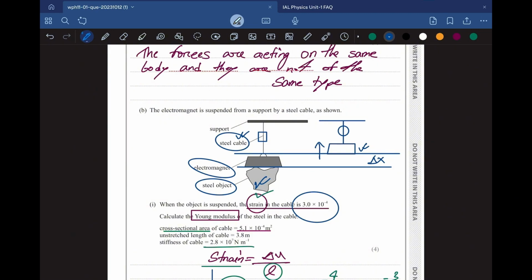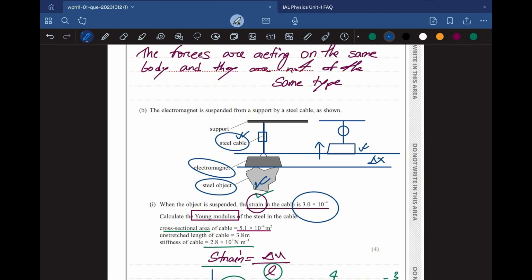This GPE came from the elastic strain energy, because when it was stretched, just because of the weight of both the electromagnet and the steel object, at that time it had a greater extension. This steel cable had a greater extension, and when it has a greater extension, it has greater elastic strain energy acting on it. But now, when the steel object has fallen, there is only the weight of the electromagnet. That's why the stretching of the steel cable has decreased. The steel cable is now less stretched.